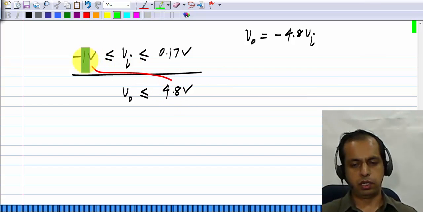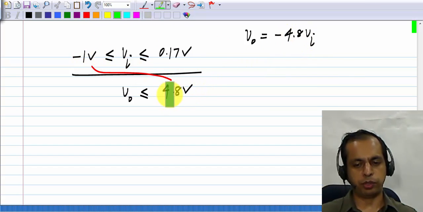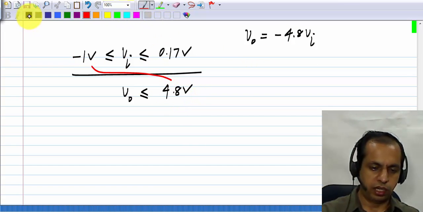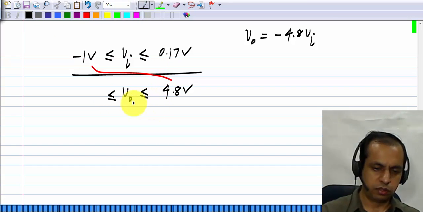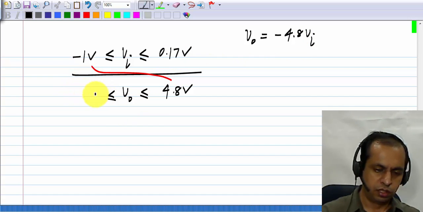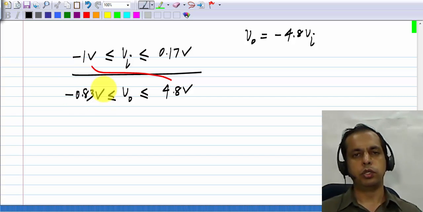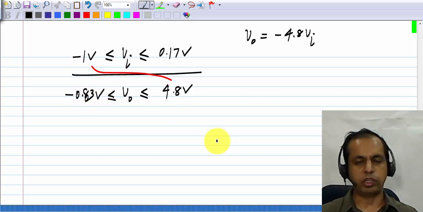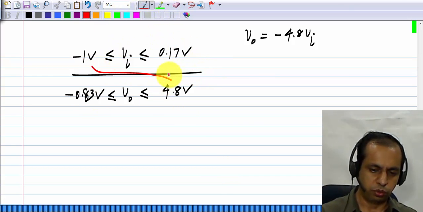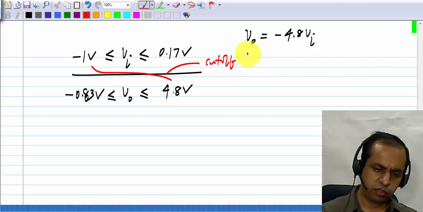which is due to this one. It is -1 times minus 4.8, so that limit appears here. So this is due to cutoff. And on the other side we have 0.7 times minus 4.8, which is about minus 3.4 volts. So if you evaluate the limits in terms of the outputs, this is what you will get. So this is due to cutoff and this one is due to triode.